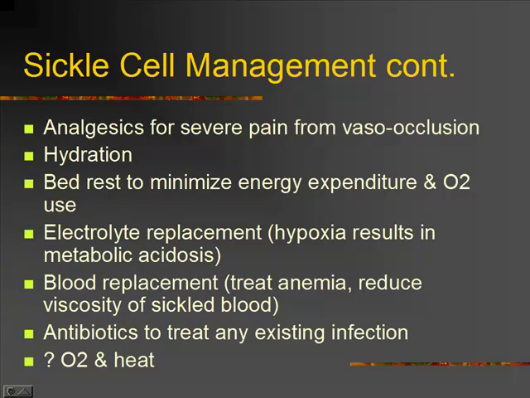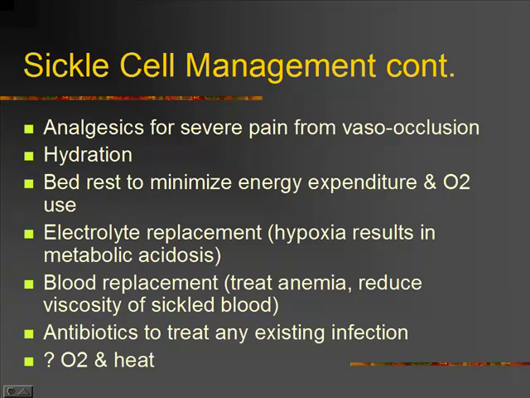We want to keep them hydrated to try and push through the cells so they don't get stuck in the little micro vessels. And also dehydration, we said, is going to make more sickling of the red blood cells, so we want them overhydrated. We want bed rest. We want to minimize the energy consumption that the cells need, the tissues need. We don't want them using energy, and we want to decrease the O2 need of the cells.